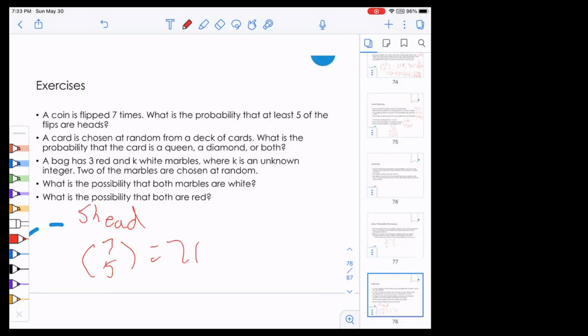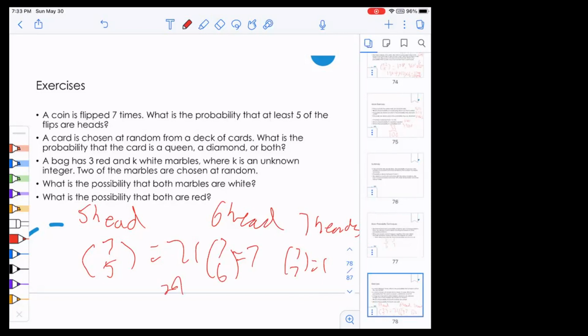And now we need to count the number of ways we can get 6 heads. We choose 6 from 7, and since there's 1 missing, there's going to be 7 ways. And 7 heads: since all 7 of them are going to be heads, there's only 1 way to do this. So 21 plus 7 plus 1 is equal to 29.